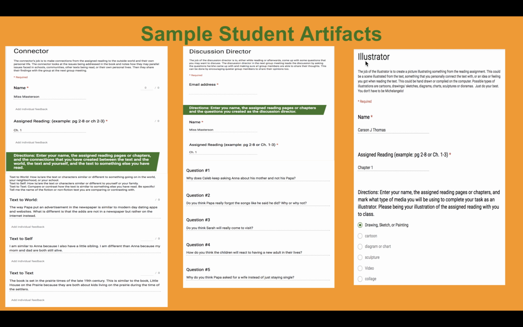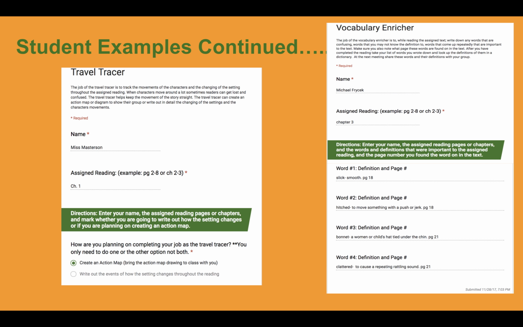The next job is an illustrator, so they're to create a picture. So for this one, students are to enter their name and the assigned reading, and then they're just going to mark which way they want to create an illustration, whether it's a drawing or a video or a collage or a diagram or a sculpture. So they just submit that and then bring whatever illustration they created to class with them the next day.